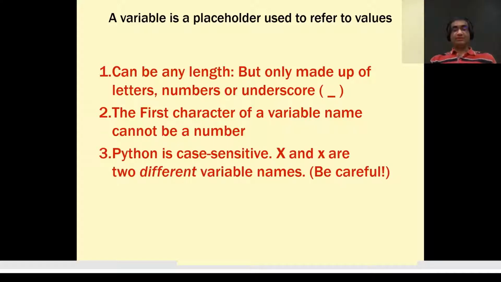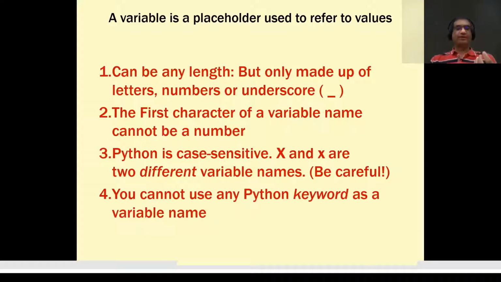Python is case sensitive, so it's not a good idea to use capital X and small x in the same program, because they are two different variable names and that could be confusing and could lead to errors. So be careful. And finally, there are a few reserved keywords. The words like for and while and or and def cannot be used as variable names because they are reserved. With that said, let's take a look at our Jupyter notebook and see how variables work.